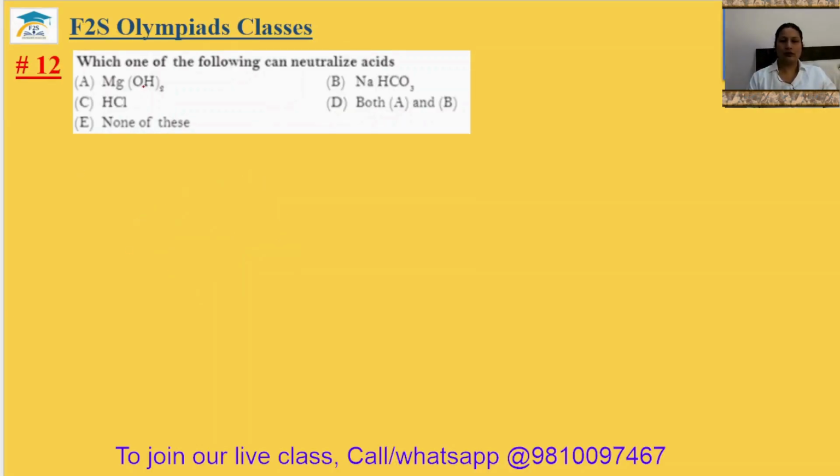Question number 12. Which one among the following neutralizes acid? Mg(OH)2, magnesium oxide, and here it is sodium bicarbonate. Both are bases, so a base can neutralize acid. HCl is already hydrochloric acid, so it cannot neutralize it. That's why we will go with option D. So the 12th answer is option D.